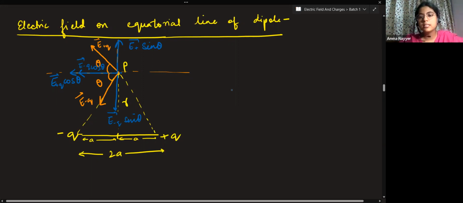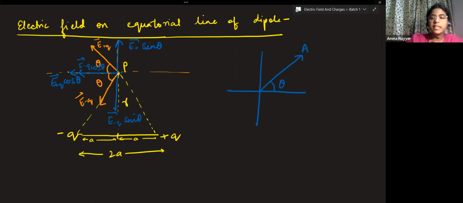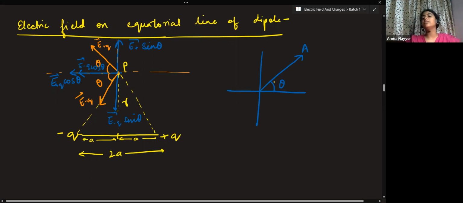For all those who have forgotten this, let me just revise it again. See, if this is your vector A, it is making an angle theta. Then the axis with which it is making an angle, let's say this is X axis, this is Y axis. A is making an angle theta with the X axis. So this becomes A cos theta. And whatever is left, the perpendicular one, the axis with which the vector is not making any angle, this becomes sine theta. So this is A sine theta. That's how you resolve a vector whenever you are given an angle. Similarly, we had E plus Q and E minus Q. In order to solve these two, we required this resolution of vectors.